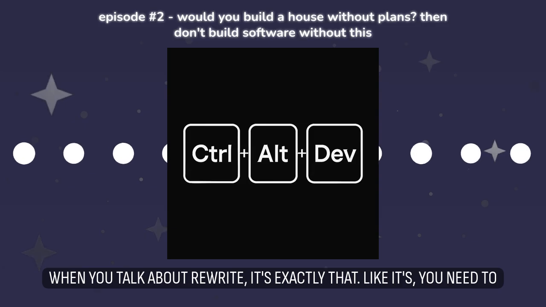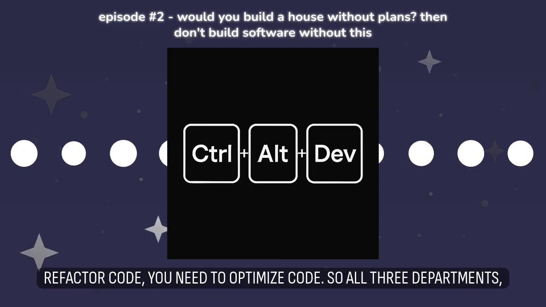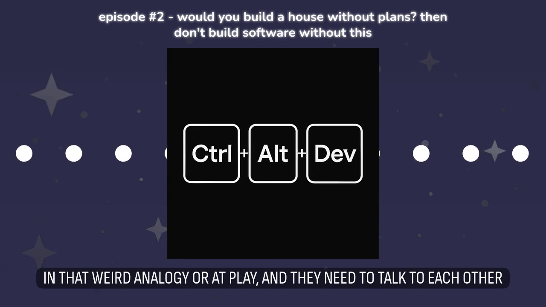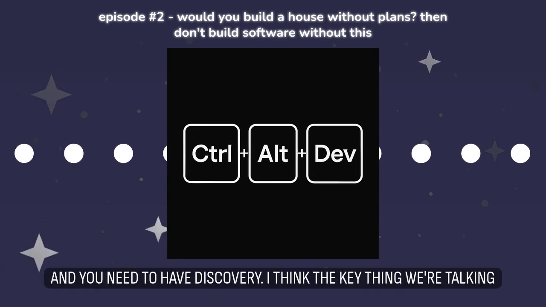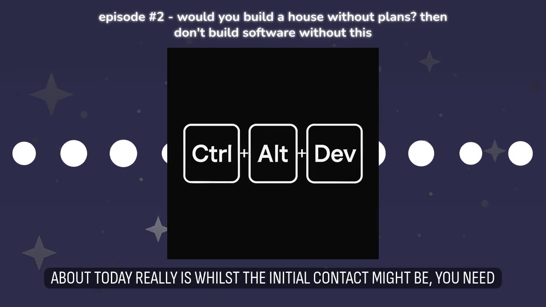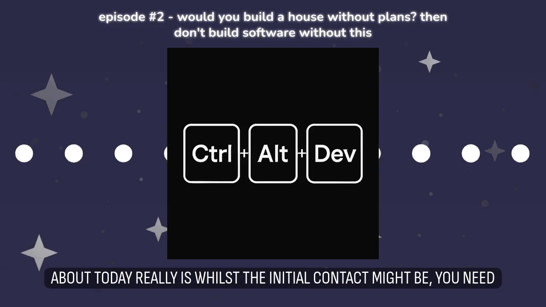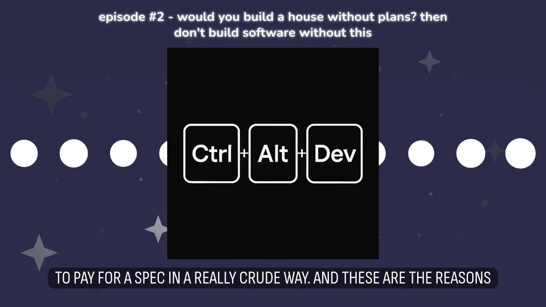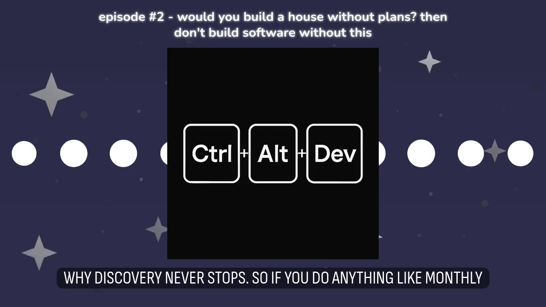And when you talk about rewrite, it's exactly that. You need to refactor code, you need to optimize code. So all 3 departments in that weird analogy are at play, and they need to talk to each other. And you need to have discovery. I think the key thing we're talking about today is, whilst the initial contact might be you need to pay for a spec in a really crude way, and these are the reasons why, discovery never stops.